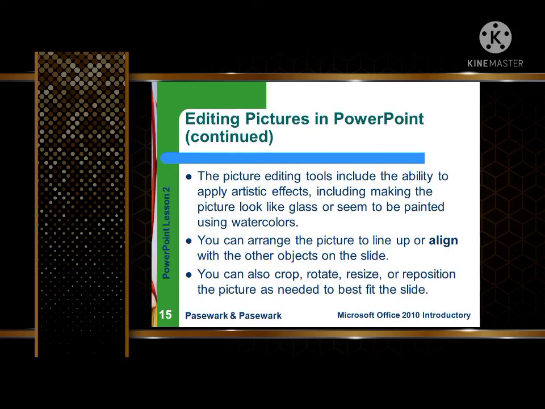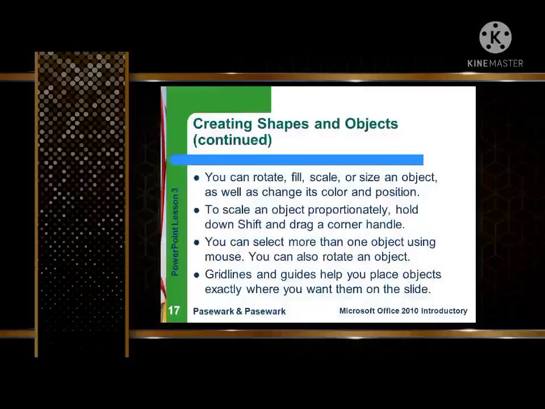PowerPoint also contains tools where we can create shapes and objects. We can rotate, fill, scale, or size an object as well as change its colors and position. To scale an object proportionately, hold down Shift and drag a corner handle. You can select more than one object using the mouse. You can also rotate an object. Grid lines and guides help you place objects exactly where you want them on the slide.